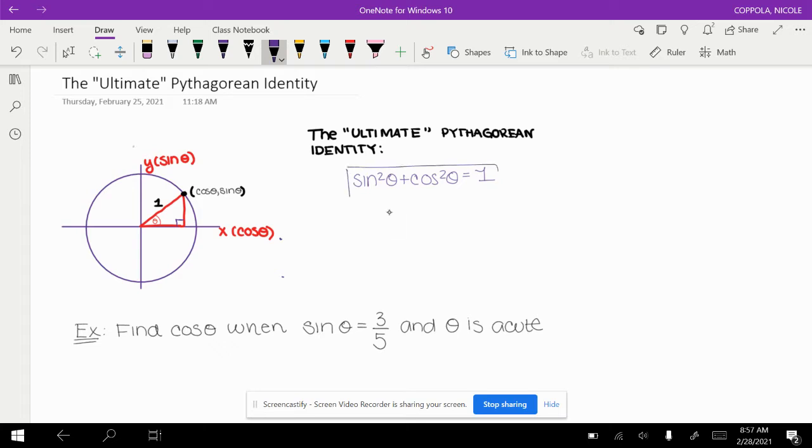I want to point out just a couple of other things here. Here we have the unit circle. I have labeled my x-axis. X is cosine, y is sine.